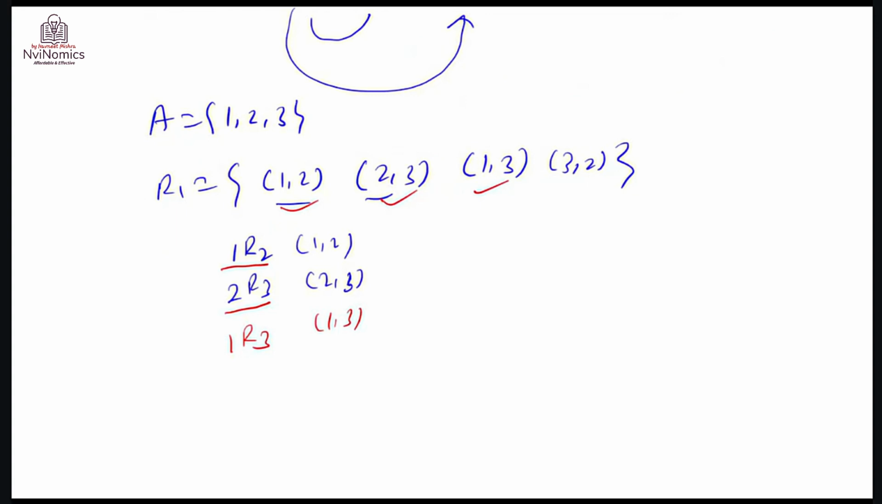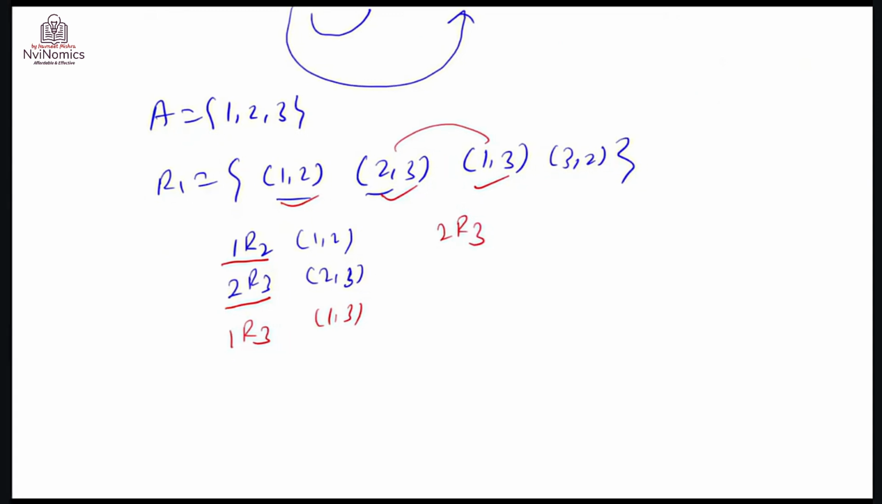Now what I'll do, I'll take these two. So 2 is related to 3, okay, and then 3 is related to 2, yes, here. Then it means that 2 should be related to 2, but it is not there, right? It is not there, so it is not transitive. You got it?